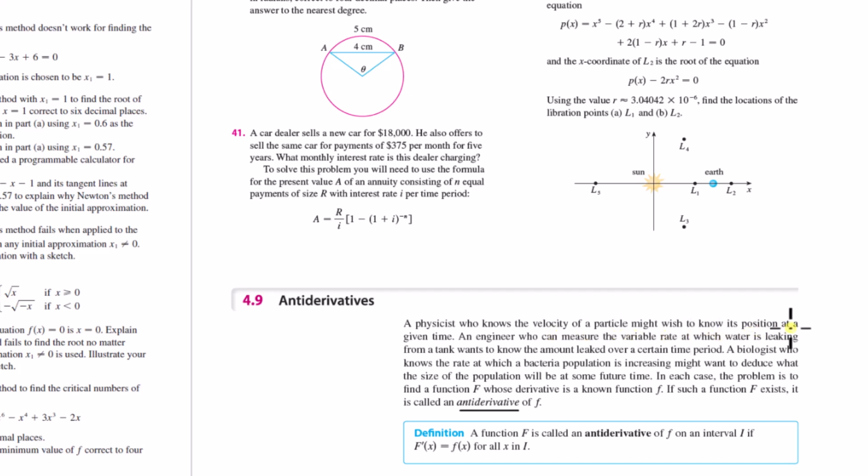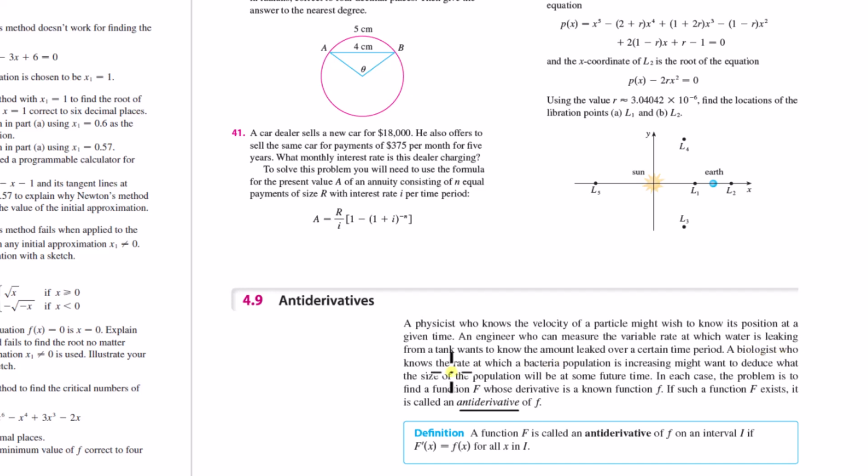But the physicist wants to know the position of that particle. And the idea is that the position function of that particle, the position as a function of time, is going to be what we're calling the antiderivative of that velocity function, right? Isn't that an interesting idea that we haven't really thought about yet up to this point in calculus?